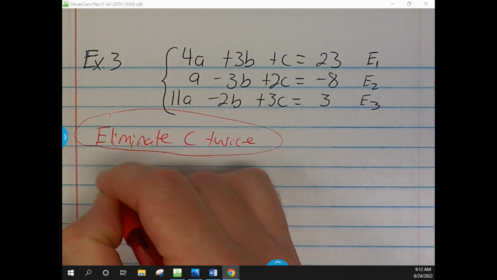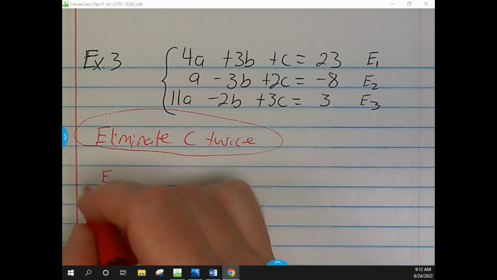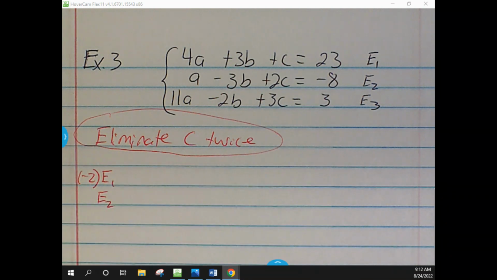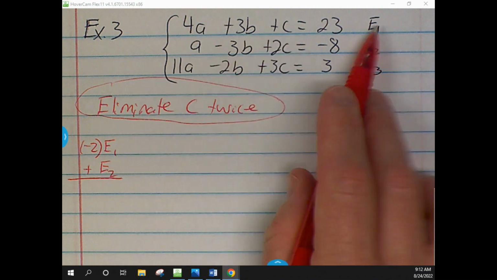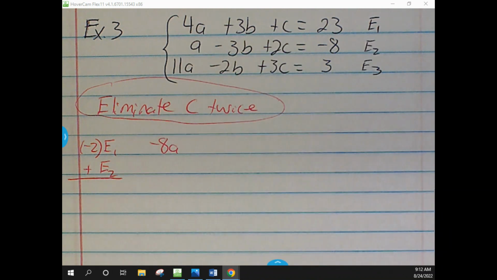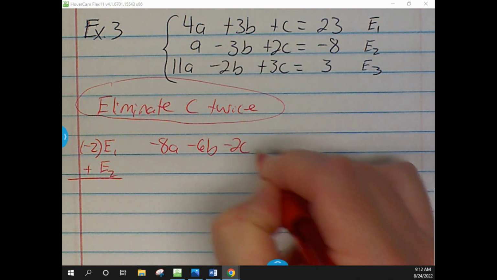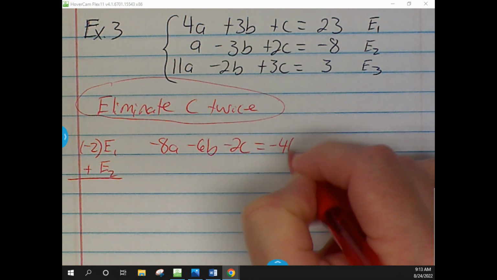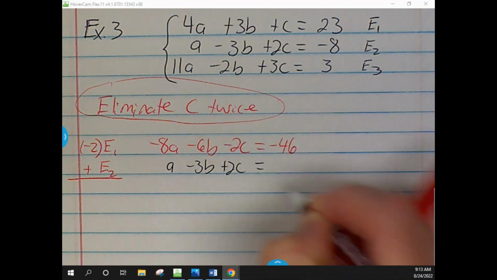All right, so if we use equation 1 and equation 2, if we're looking at C, we're going to take equation 1 and multiply it by -2. So we need to do -2 times equation 1, and then we'll add that to equation 2 to make it cancel out. So we're going to double everything in equation 1. So that's going to be -8a minus 6b minus 2c equals -46. Okay, in equation 2, we didn't change it at all. So that's just a minus 3b plus 2c equals -8.